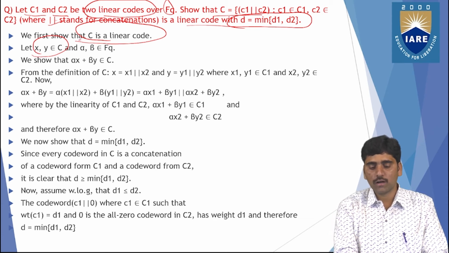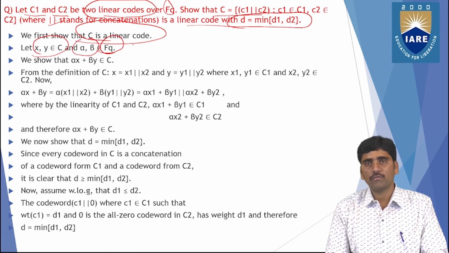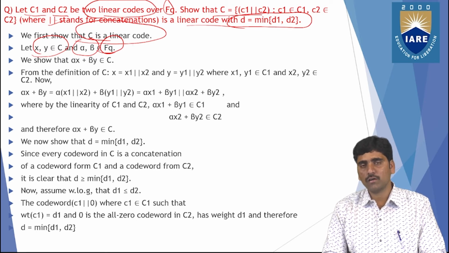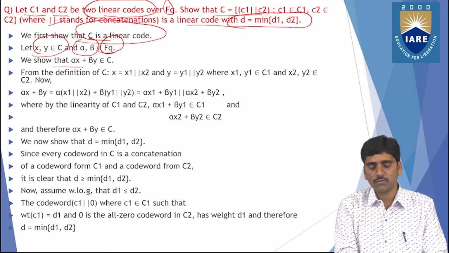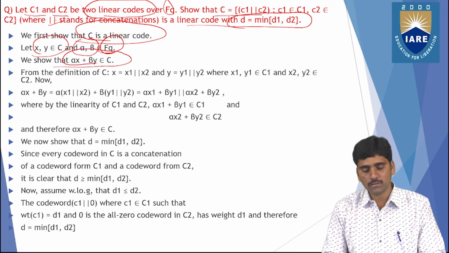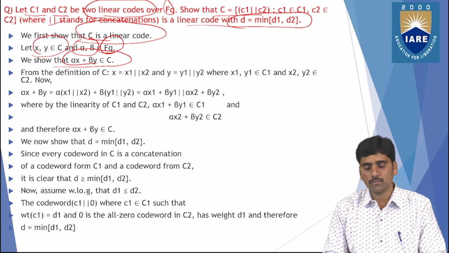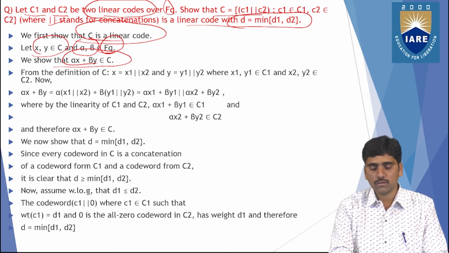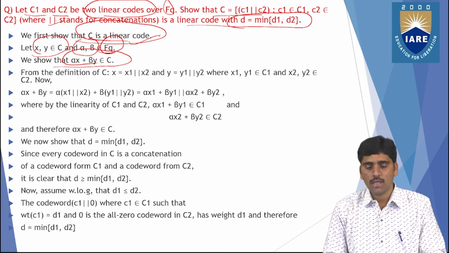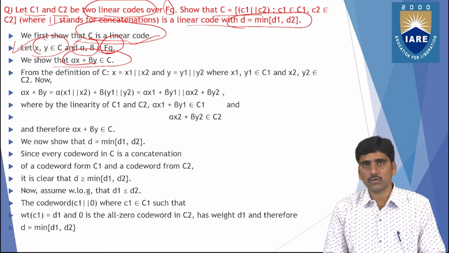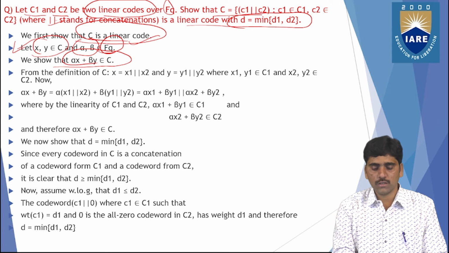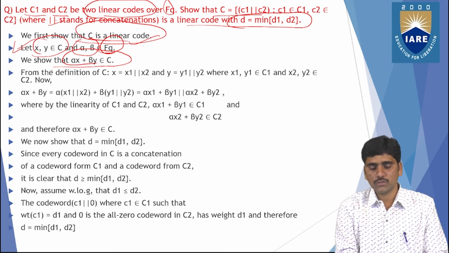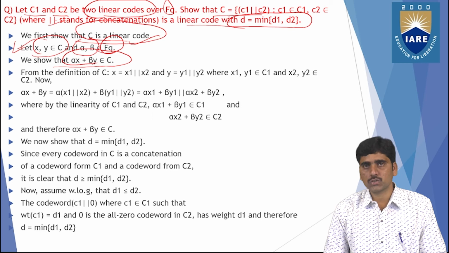And that alpha, beta belongs to the finite field or Galois field of order q. So we have to show that alpha x plus beta y belongs to the same group C. So this is one group from field q, and this is one group from the coset C. So the two elements are going to be in the same group or same coset. We need to show that. So see how we are going to show that: we show that alpha x plus beta y belongs to C.